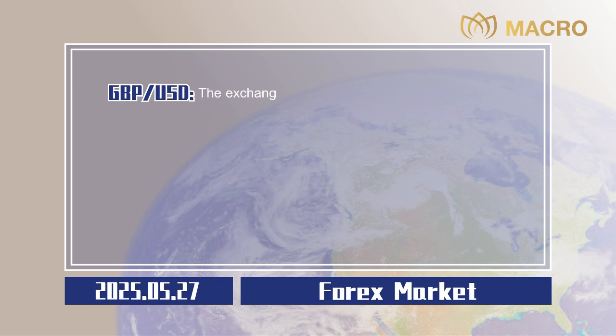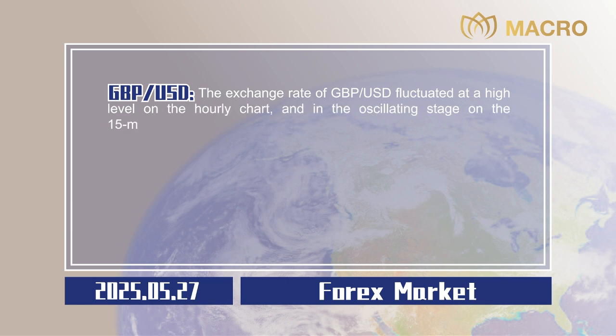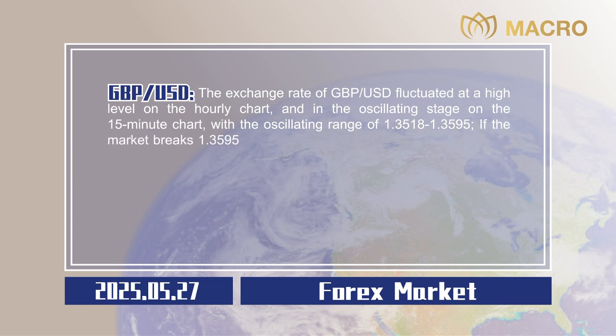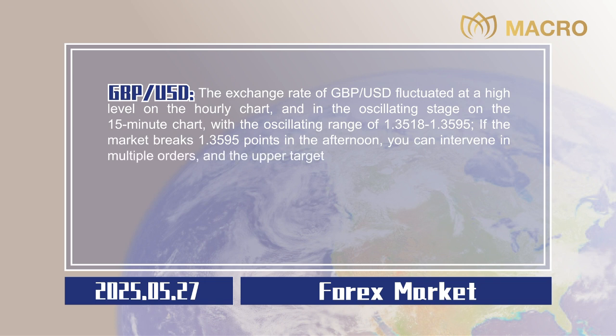The exchange rate of pound sterling to US dollar fluctuated at a high level on the hourly chart, and in the oscillating stage on the 15-minute chart, with the oscillating range of 1.3518 to 1.3595. If the market breaks 1.3595 points in the afternoon, you can intervene in multiple orders, and the upper target can be seen at 1.3630 to 1.3660.